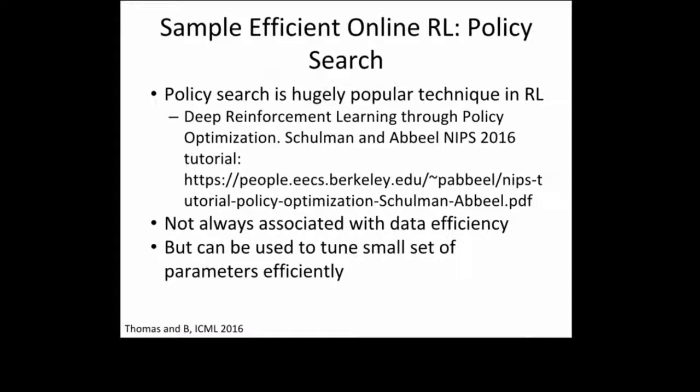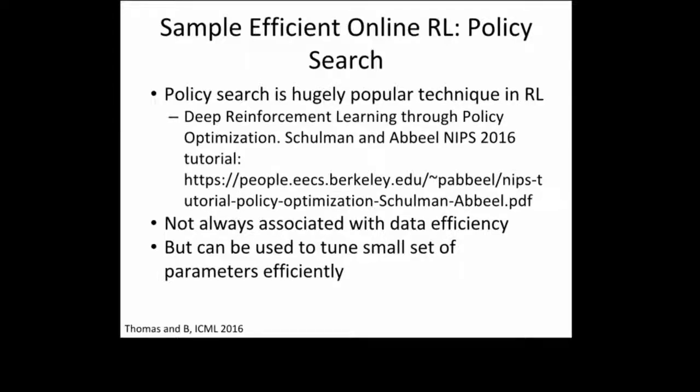So another type of approach to getting sample efficient online reinforcement learning is policy search. And I probably don't have to tell anybody here that policy search is one of the most popular methods in reinforcement learning right now, and it's been hugely influential, particularly from a lot of the terrific work that's going on at Berkeley, but really many places. And I encourage you to check out the NIPS tutorial from last year if you hadn't seen this already.